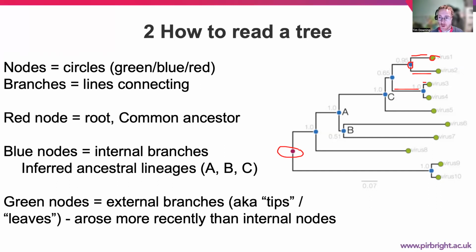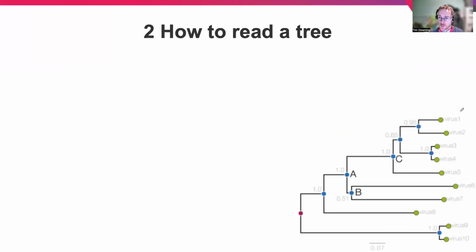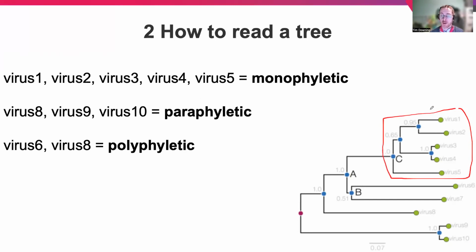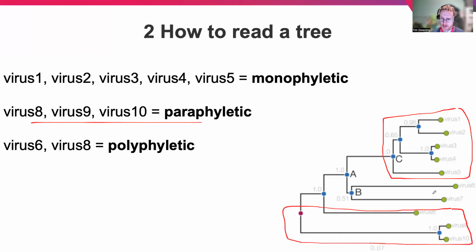So if we look at this tree, what we can say is that vars 1, 2, 3, 4 are what's called monophyletic. They have a single ancestor, and they form a single clade. If you look at vars 8, 9, 10, they're paraphyletic, so they don't share a single ancestor to the exclusion of all other viruses.